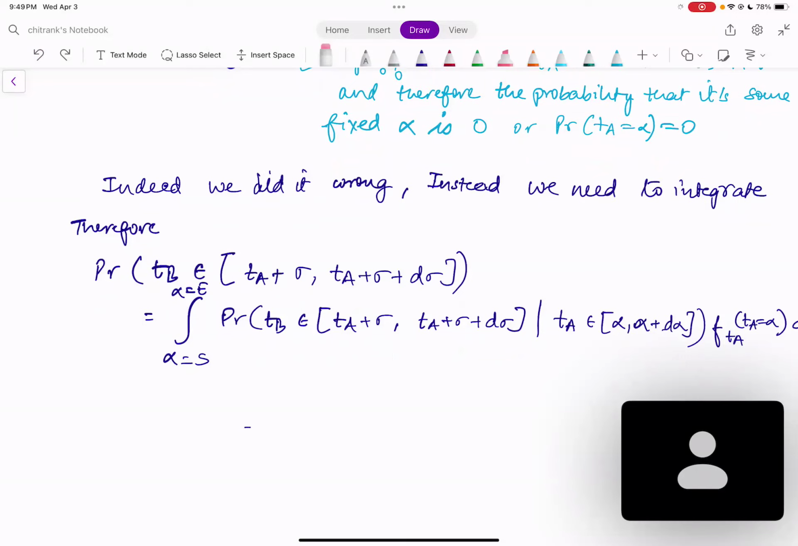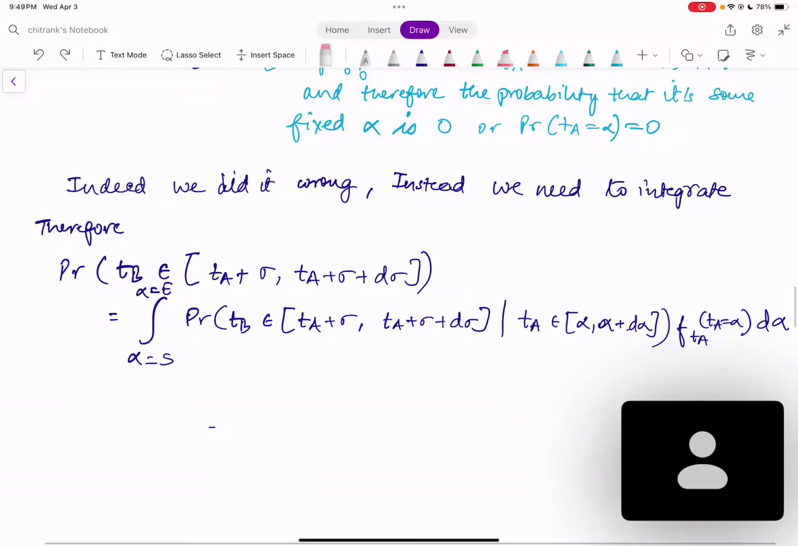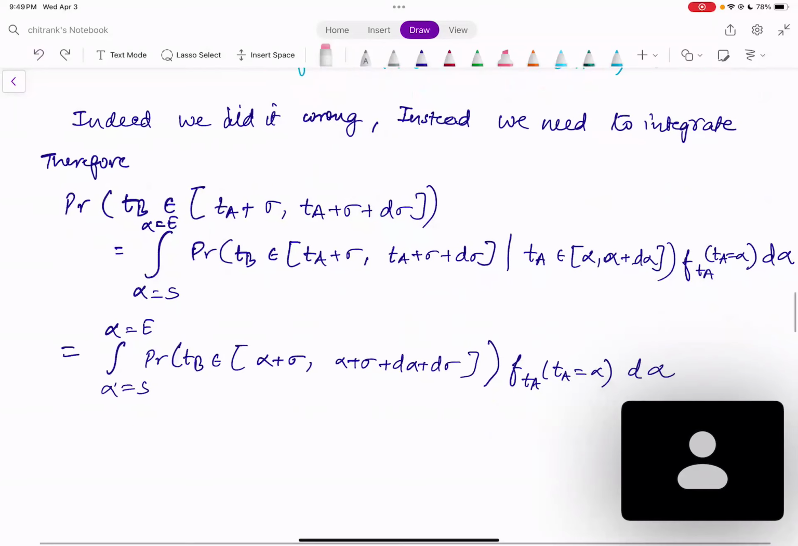You might have seen this earlier: that probability is nothing but the density function of TA times d alpha. So the prior probability has just been substituted with this product. And we also know that in the limit d alpha tends to 0, this summation is going to be nothing but the integration. That's why there's an integration that you can see from S to E. Now let's simplify this further.